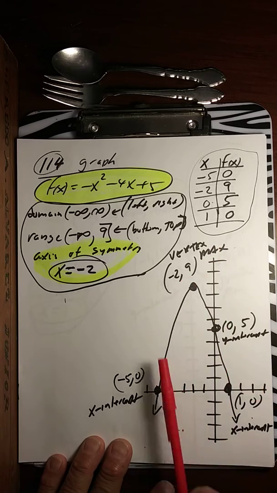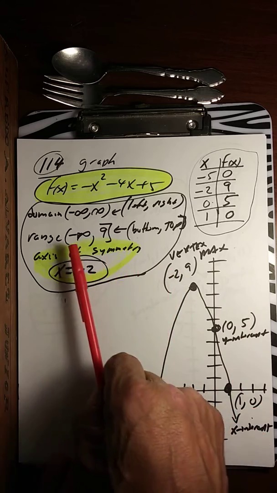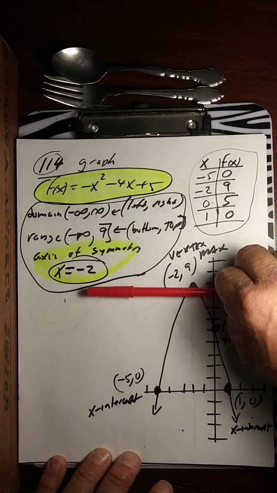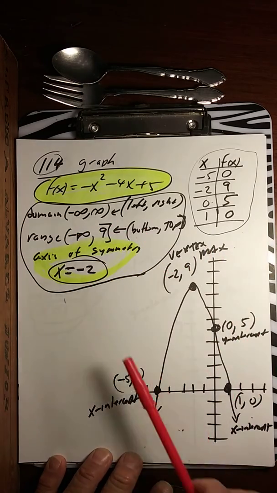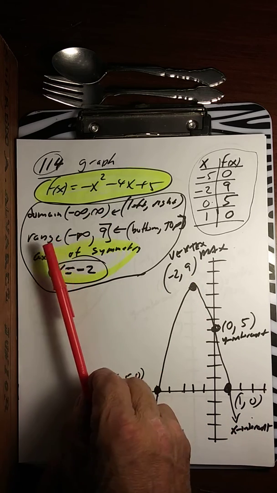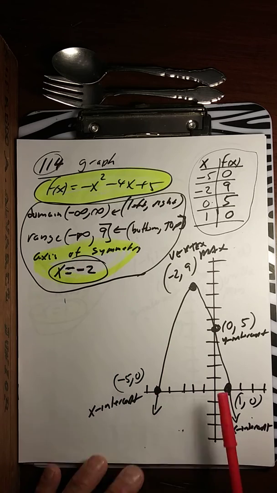So now, domain, negative infinity to infinity. And the range goes from negative infinity to the 9 and stops right there. Axis of symmetry is x equals what? Negative 2. Domain, negative infinity to infinity. Range, negative infinity to 9. And the axis of symmetry, x equals negative 2.